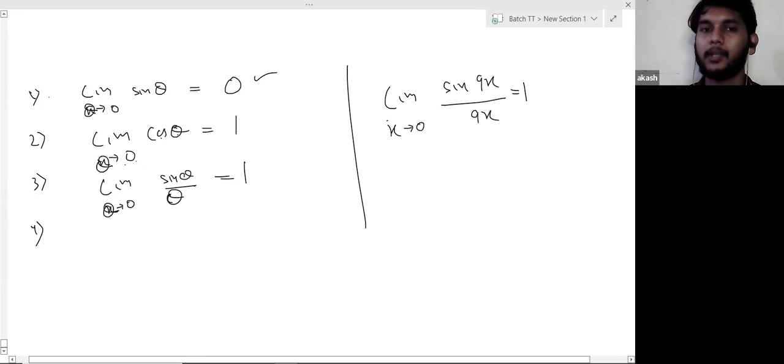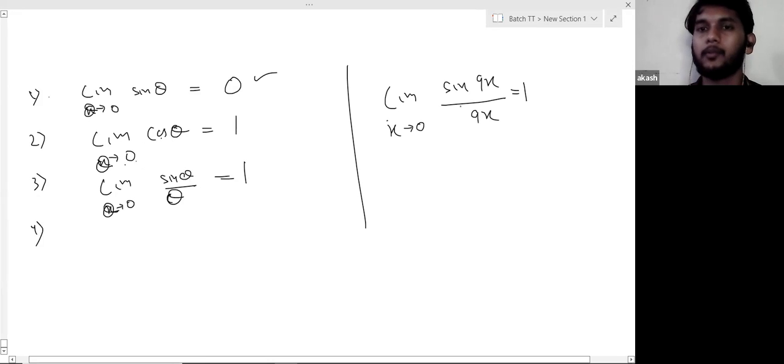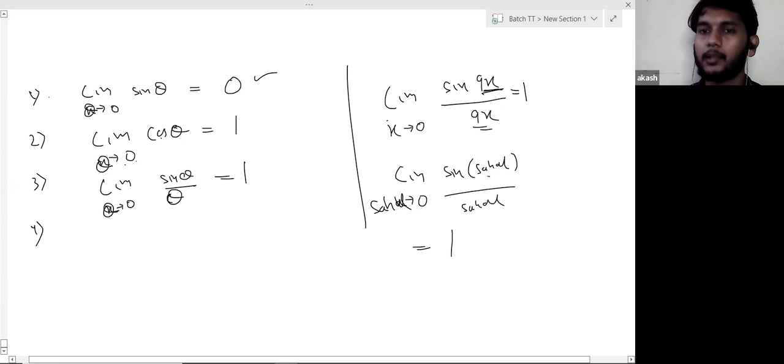So theta we can put directly 0, so cos 0 is 1. The third one is very important: limit of sine theta upon theta is 1. So whatever value you write here, if I write limit x tending to 0 sine of Sahel upon Sahel, and this is Sahel tending to 0, this is also 1. Whatever angle you write here, if it is divided by the same angle, then this whole limit becomes 1, given that theta is in radians. Don't try this for degrees.